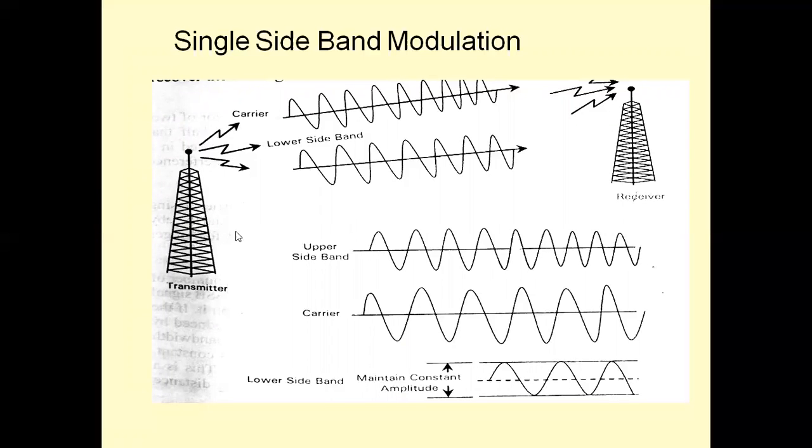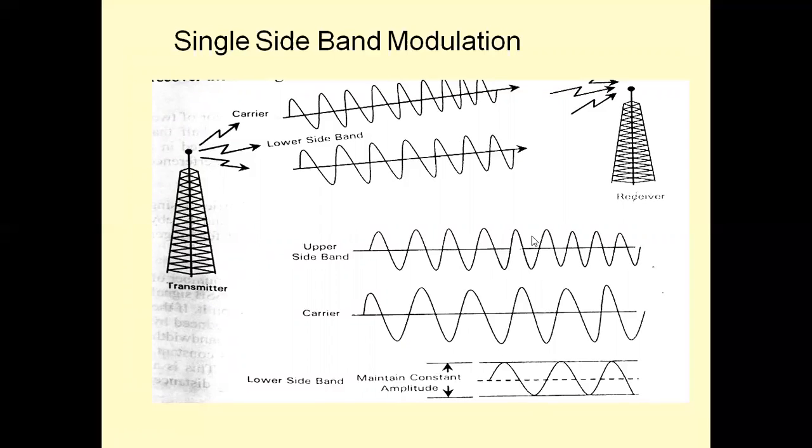Observe here, this is the transmitter, this is the carrier. We are transmitting the carrier and the lower sideband. In an AM wave, we are transmitting the upper sideband, the carrier, and the lower sideband. The upper sideband frequency is higher than the carrier frequency. The carrier has the frequency FC, the upper sideband has the frequency FC plus FM, and the lower sideband is FC minus FM.